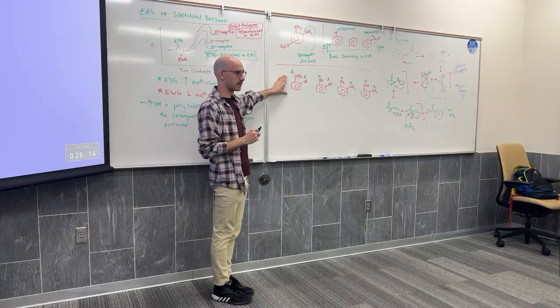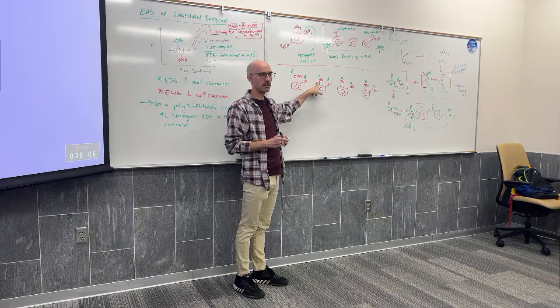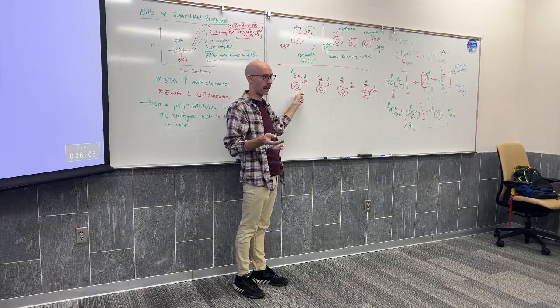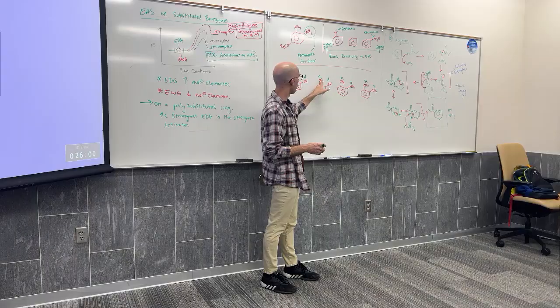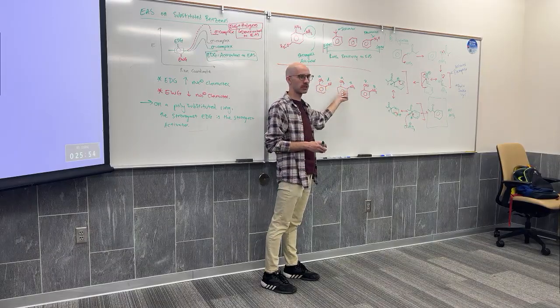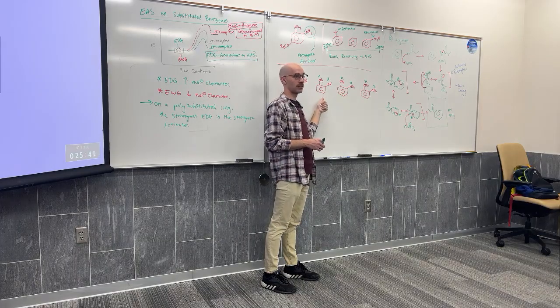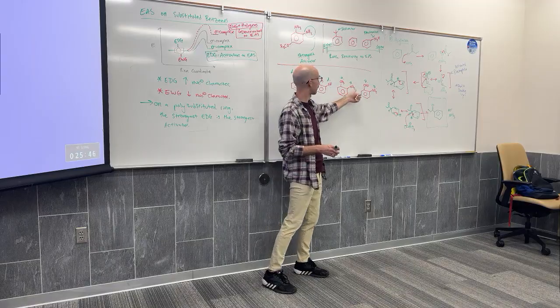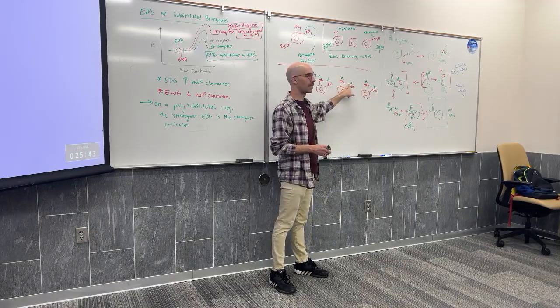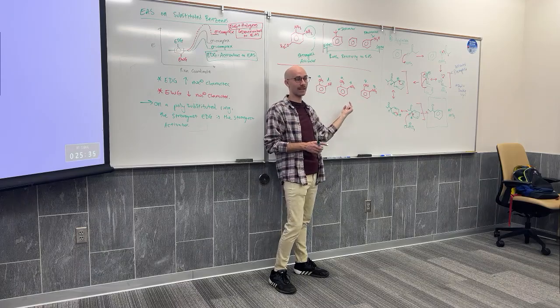Two strong activators compared to one strong and one weak activator. How do those pair up against each other? Which is more reactive? The one with more stronger activators. And then I've got a weak activator, a strong activator, and a weak activator, a strong deactivator. Which is more reactive to EAS? The one that has more activation and less deactivation. And then I've got two deactivators against a weak activator and a deactivator. Which of these is more reactive to EAS? The one with less deactivating, the one with more activating character.